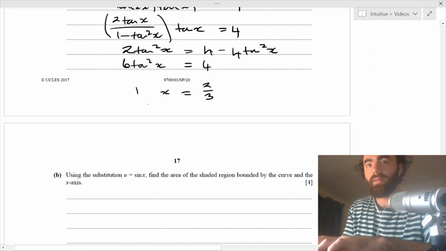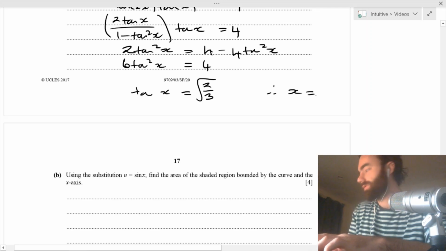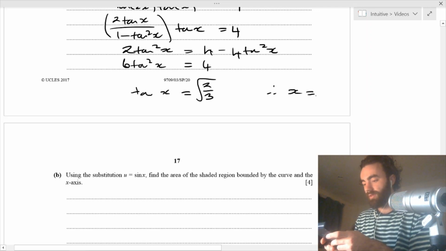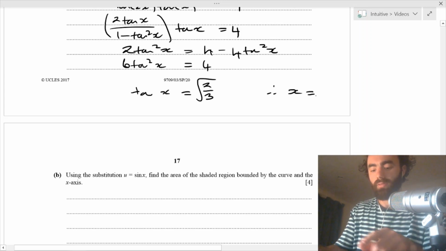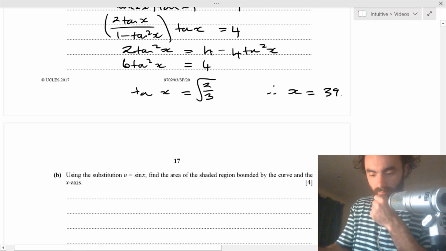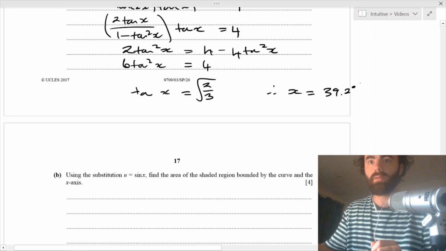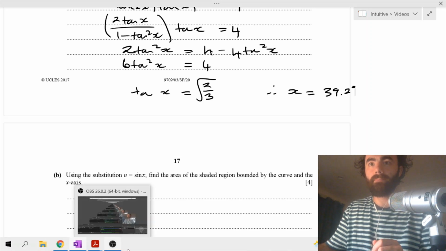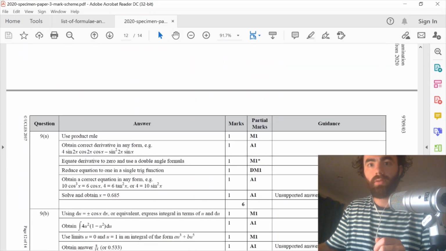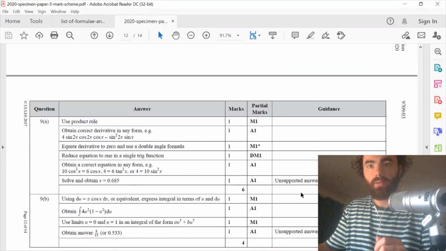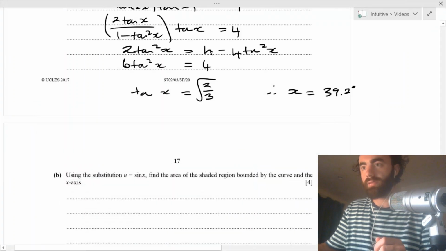Then I square root both sides, so therefore x equals the inverse tan of the square root of 2 divided by 3. Shift tan of that, I got 39.2 degrees. Should we check that? It was a big question, you know. Oh, it wants it in radians.